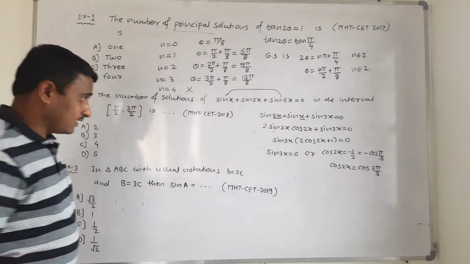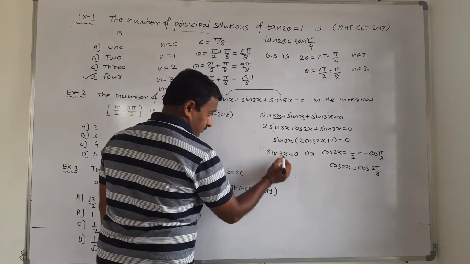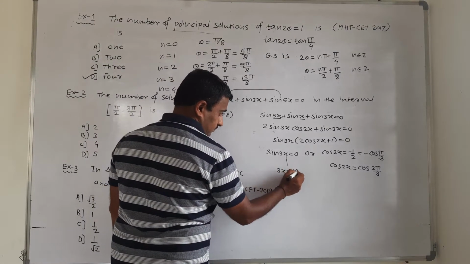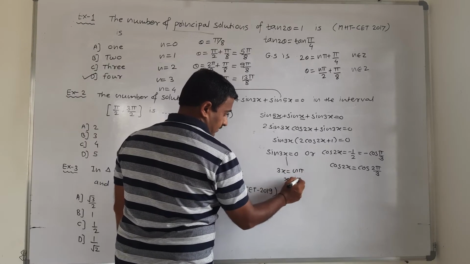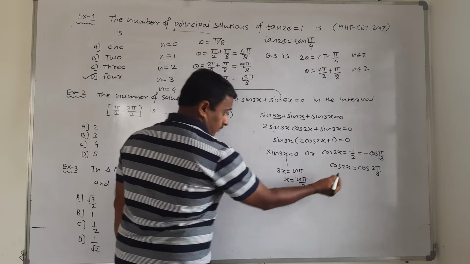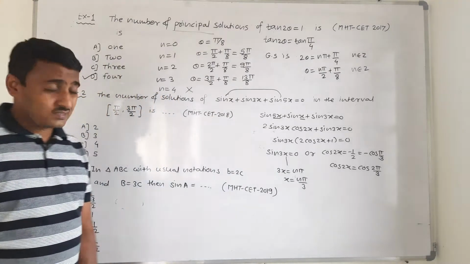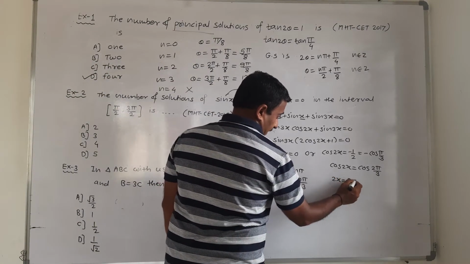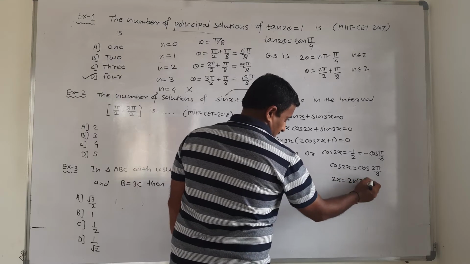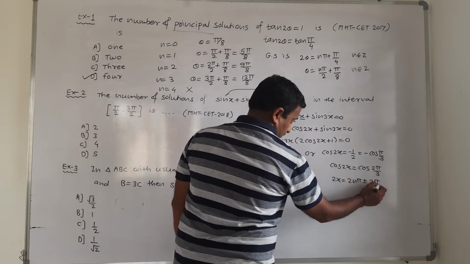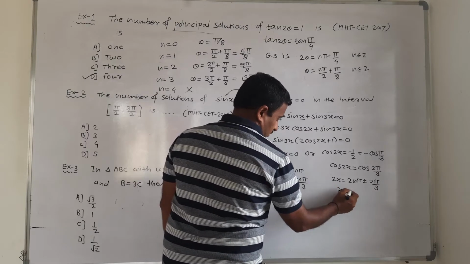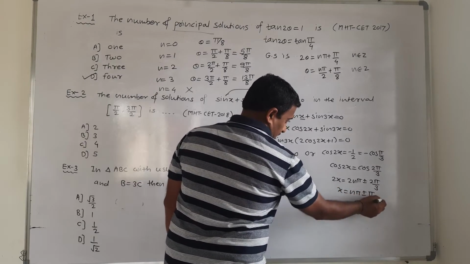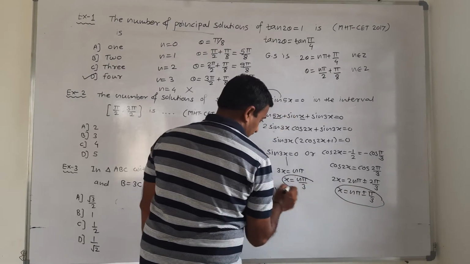Now the general solutions: for sin 3x equal to 0 type, it is 3x equal to n pi, x equal to n pi by 3. For cos x equal to cos alpha type, that is 2x equal to 2n pi plus or minus alpha, that is 2 pi by 3. Therefore x equal to n pi plus or minus pi by 3. Now this is the general solution, and this is again a general solution.